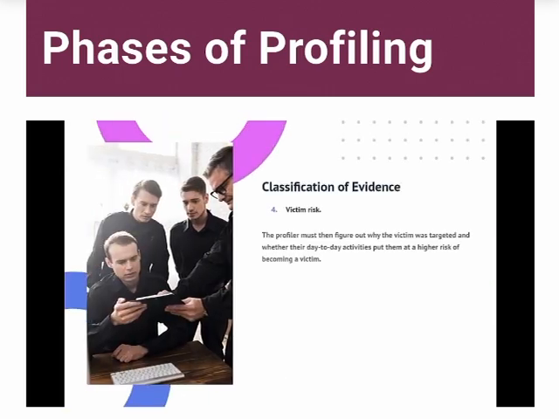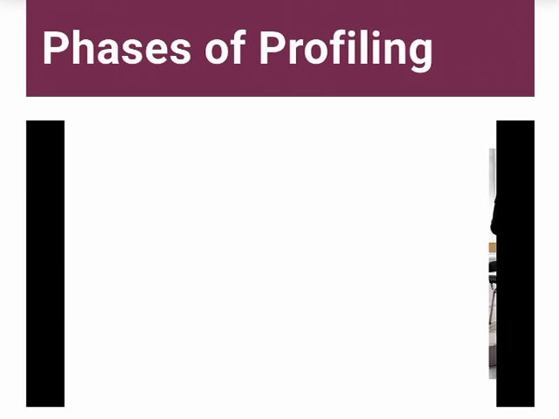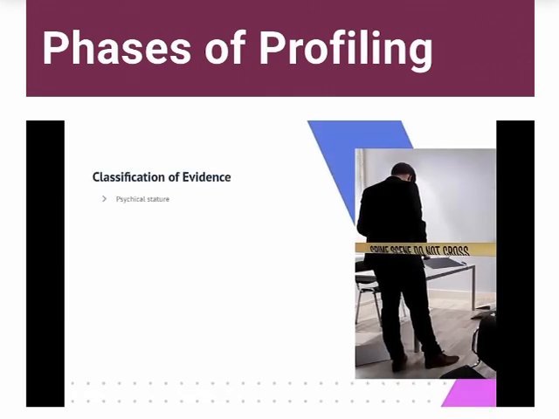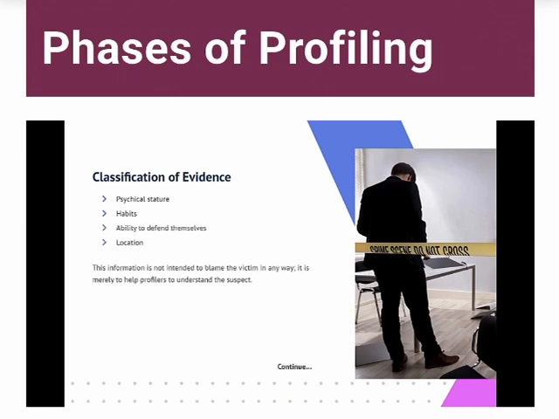4. Victim risk. The profiler must then figure out why the victim was targeted and whether their day-to-day activities put them at a high risk of becoming a victim. A profiler will look at the following: occupation, hobbies, lifestyle, friends and associates, age, physical stature, habits, ability to defend themselves, location. This information is not intended to blame the victim in any way, it is merely to help profilers to understand the suspect.